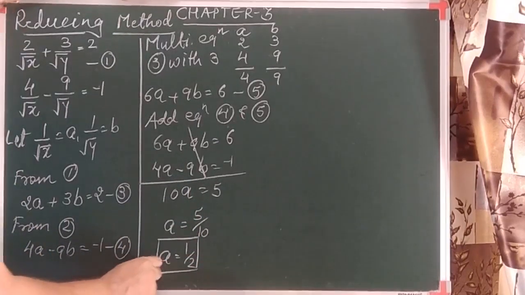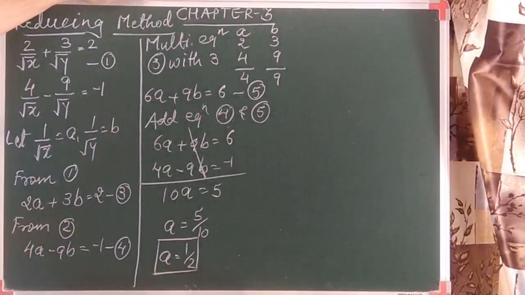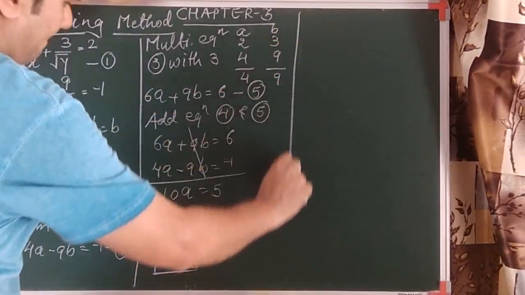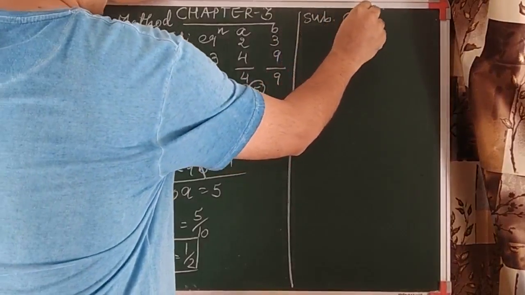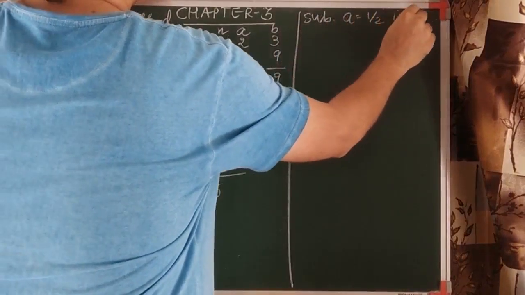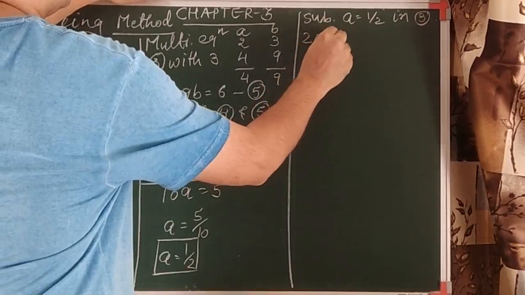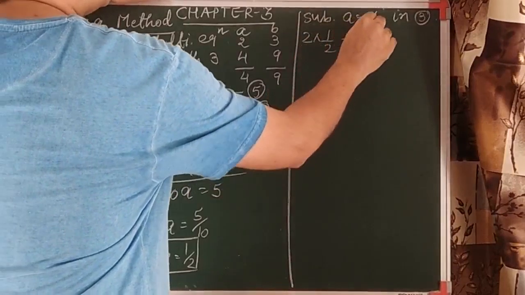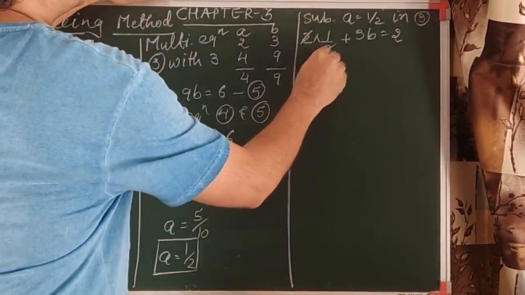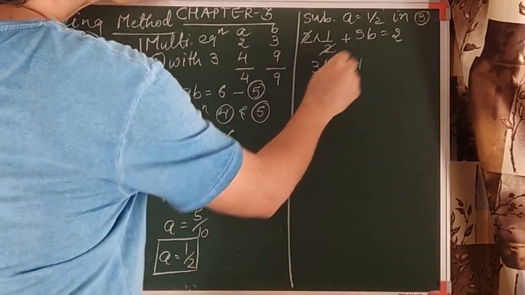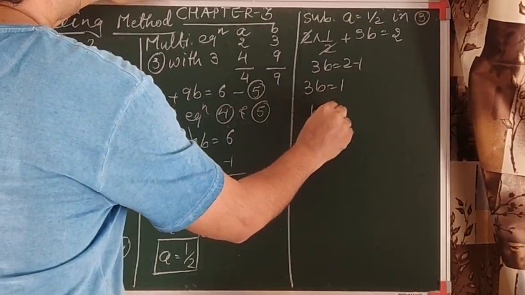Substitute this value of a in any of the equations 3, 4, 5. I think it is better when we substitute in equation number 3. Substitute the value of a, 1 by 2, in equation number 3. So 2a, so 2 into 1 by 2, plus 3b is equal to 2. This 2 will cancel, and it remains 1. So 3b is equal to 2 minus 1. So 3b is equal to 1. So b is equal to 1 by 3.